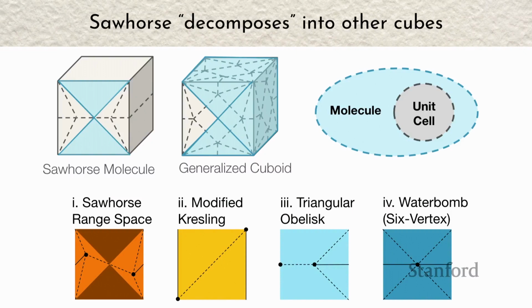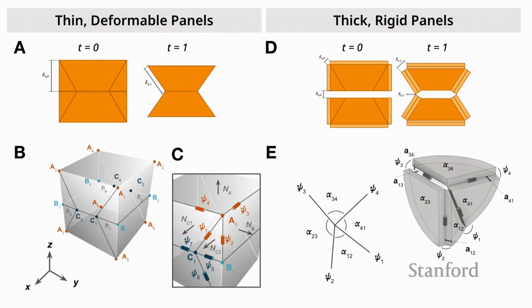In this way, we call this a molecule because it's the general topological space of a specific embodiment, which is the unit cell. So you put the vertices in a certain location, and then you've got a different property. We did a couple different models of this: thin deformable panels, which is like a 2D model, but also thick rigid panels.